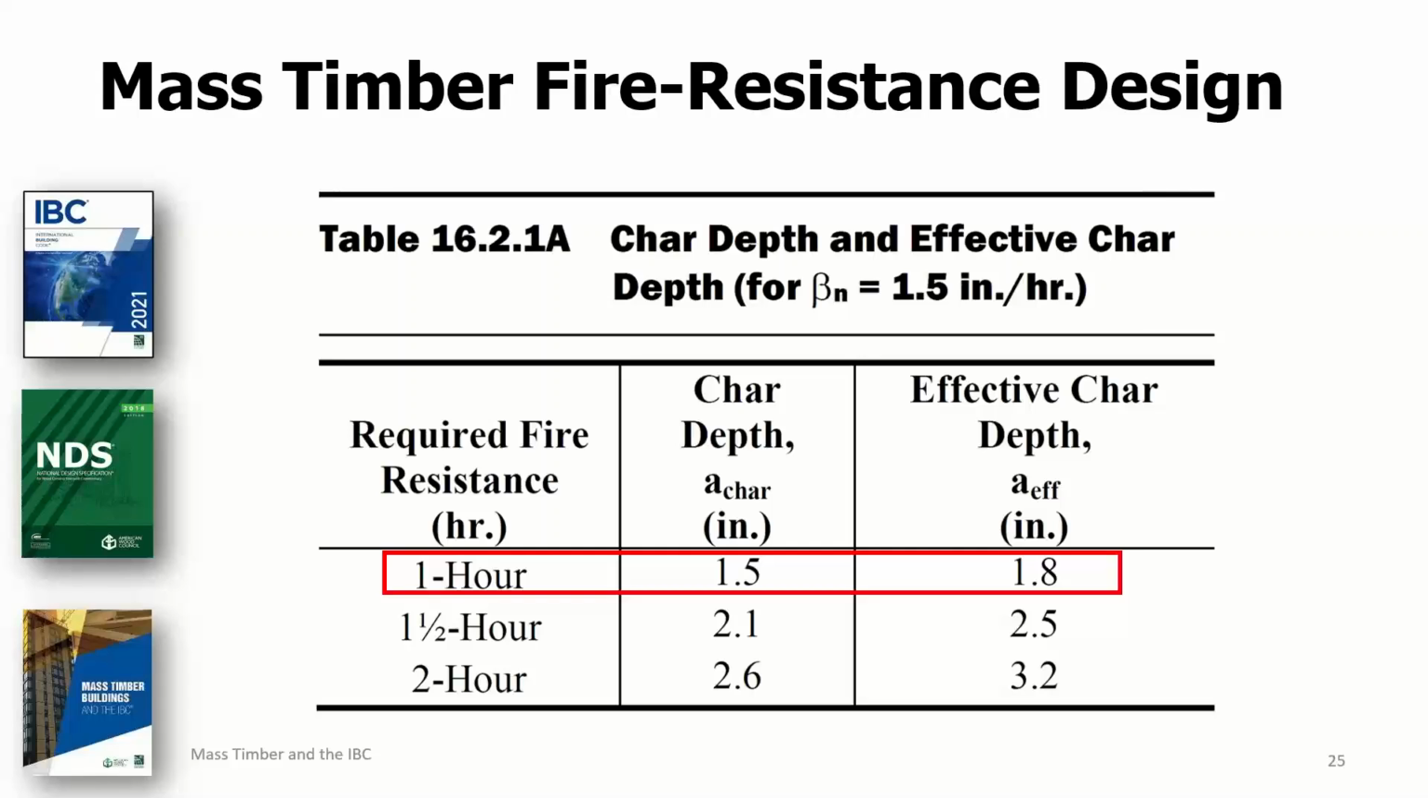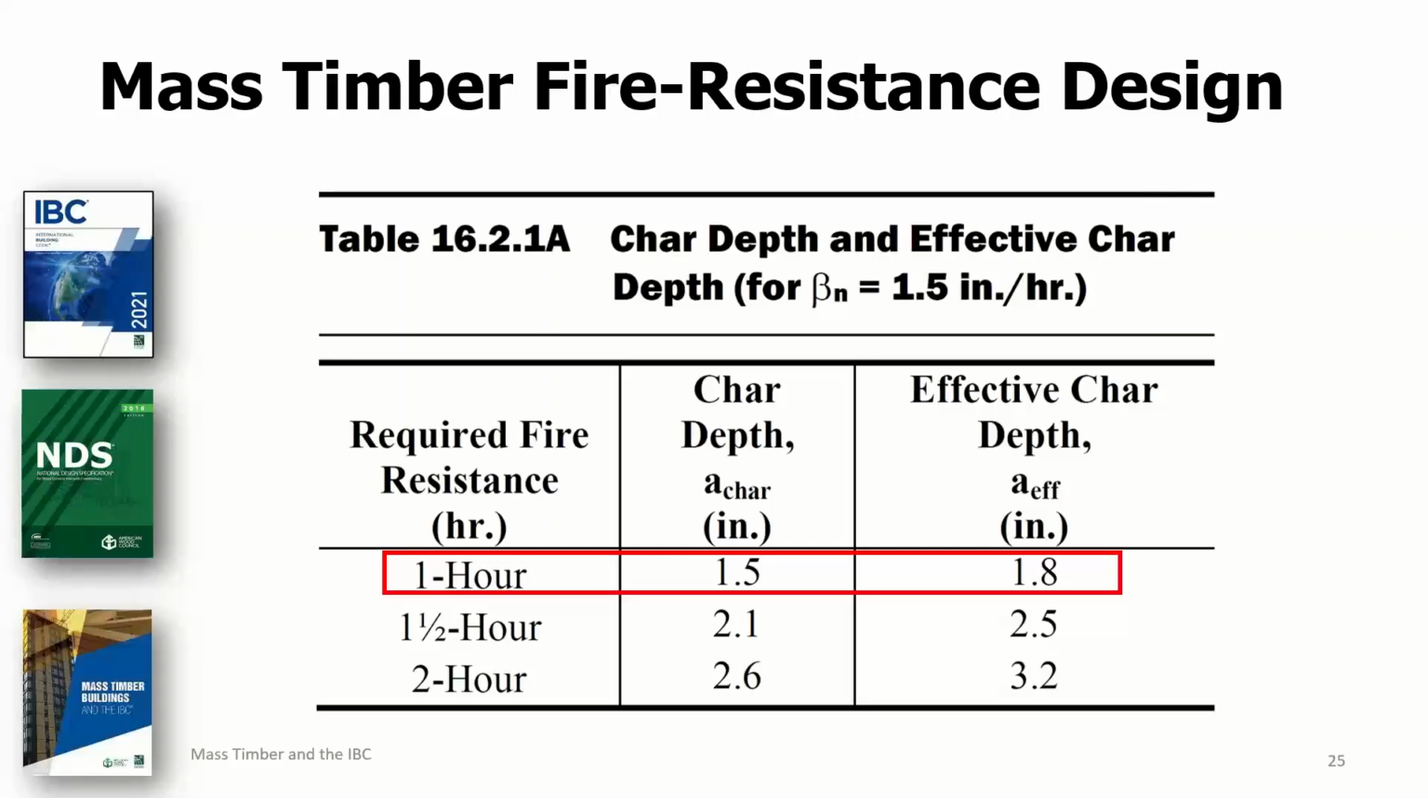All right, the table in this slide is taken from the NDS chapter 16. It provides a quick design reference for determining the char depth at a given exposure time. Those are the values you see in the middle column here. And then the char depths are given in inches for corresponding fire resistance times of 1 hour, 1.5 hours, and 2 hours. And then the column on the right provides values of effective char depth, or a sub eff. Notice that these values are about 20% greater than the values in the middle column. This additional 20% increase in the assumed char depth provides the further reduction in section properties that I referred to on the previous slide. Again, this accounts for strength loss in the heated zone and rounding at the corners to a certain extent.